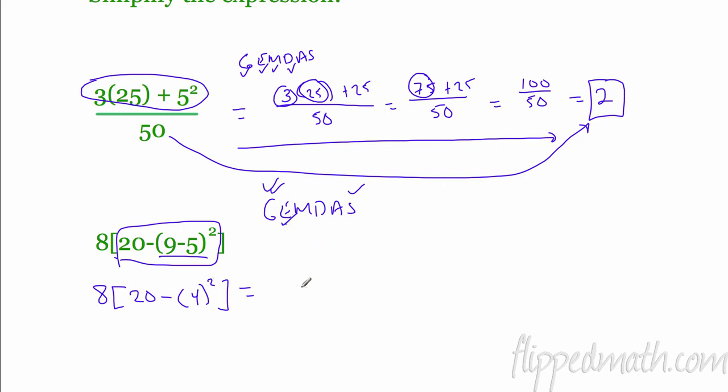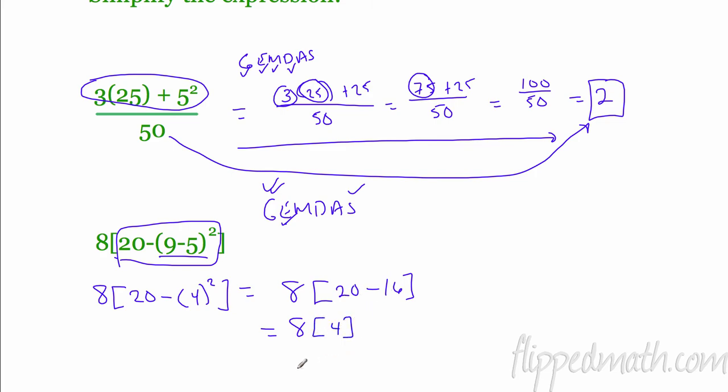Exponents come before subtraction, so I have to do that. So 20 minus, what is 4 to the second power? 4 times 4 is 16. And I still have grouping, so I need to do that. 20 minus 16 is 4.